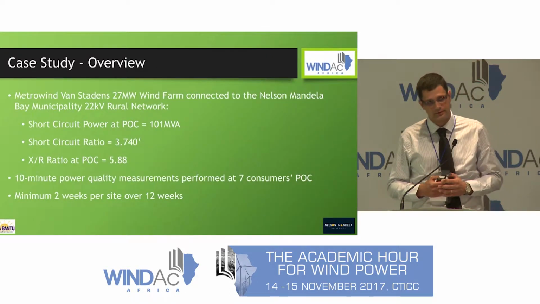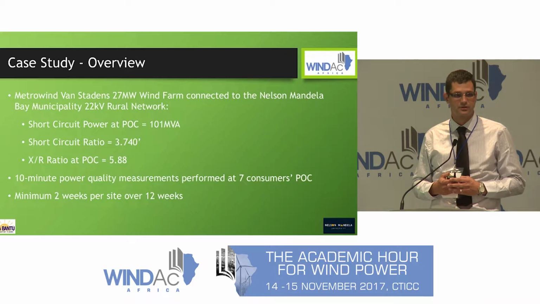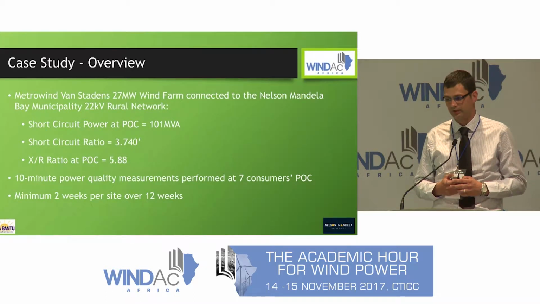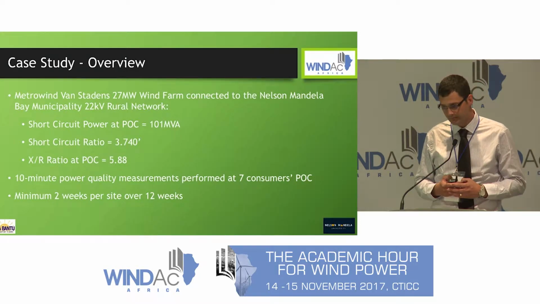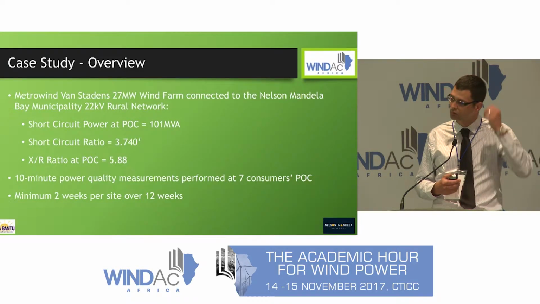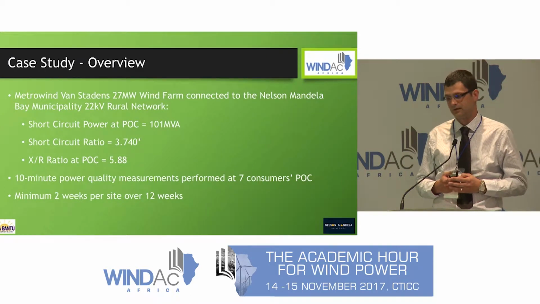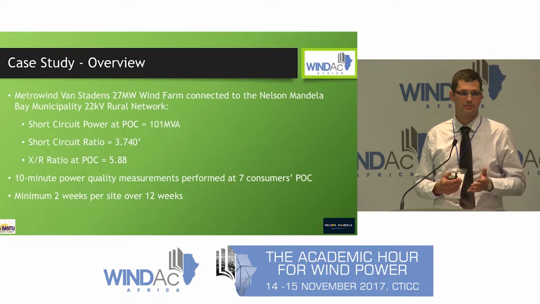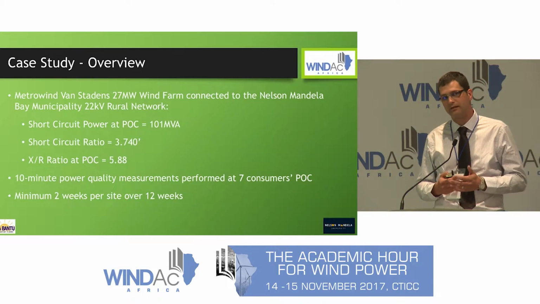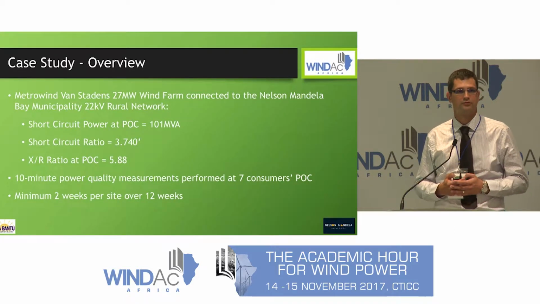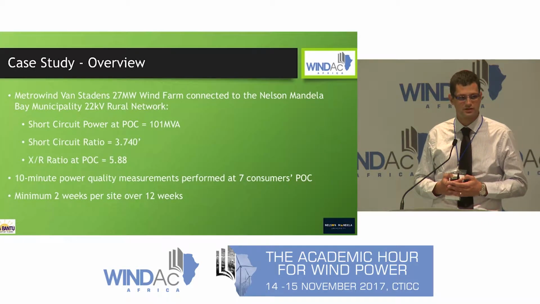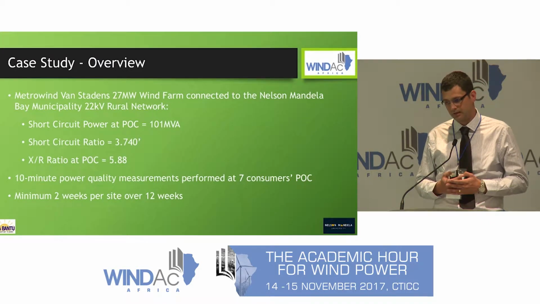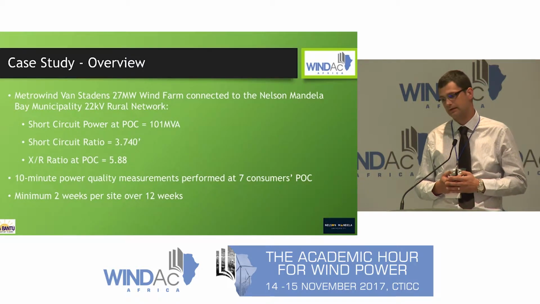Okay, so delving into the actual case study, the Metrowind Van Stadens wind farm is a 27 megawatt wind farm connected to the Nelson Mandela Bay municipality 22 kV network. It consists of nine 3 megawatt turbines. The short circuit power at the point of connection is 101 MVA, resulting in a short circuit ratio of 3.74, which is higher than the recommended 2.5, meaning that although this is a wind farm connected to a rural network, by the previous definition it's not seen as a weak network. The X/R ratio is 5.88.